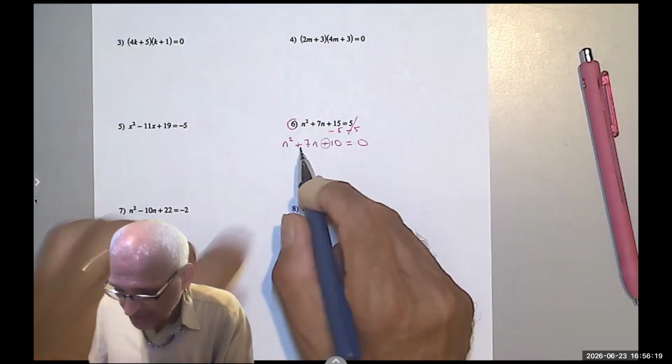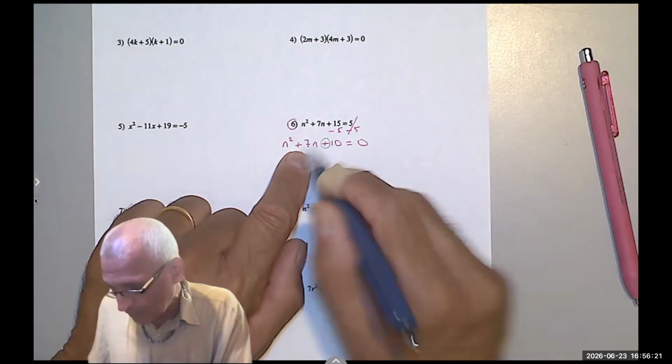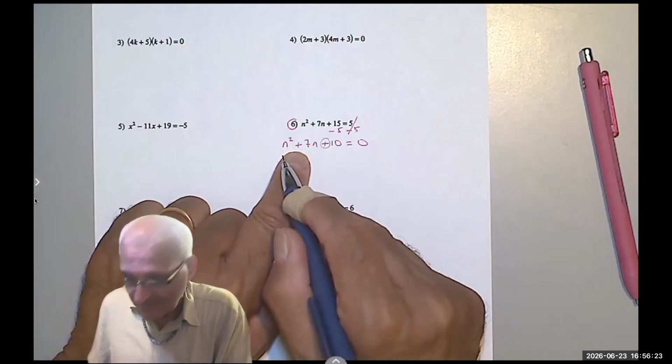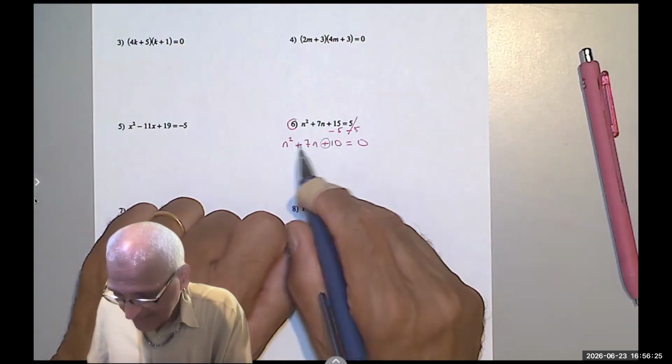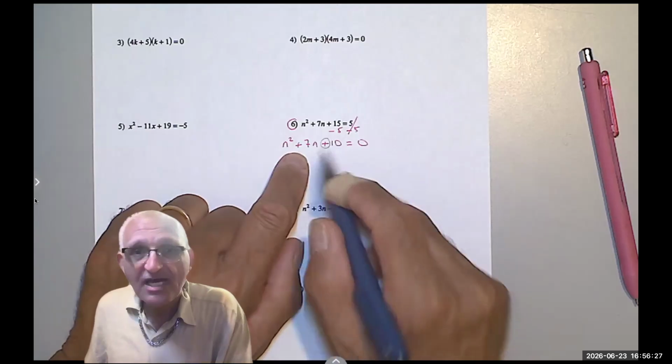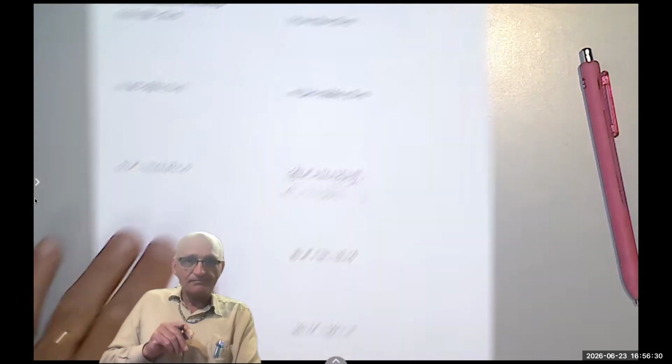I look in the middle term. If it's positive, then both match and both are positive. If the middle number is negative, I say both match and both are negative. Okay?